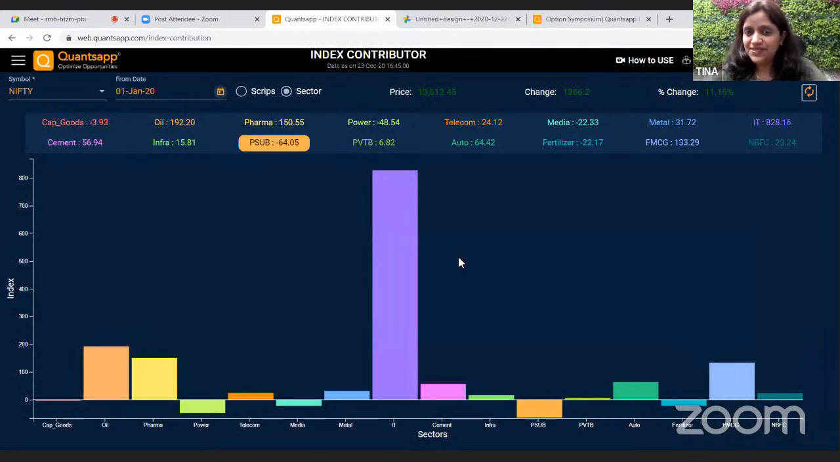Nifty is up 11%, IT is the leader. More than 50% contributed by IT. Then the rest are FMCG, oil and pharma, which are nearly equal at around 200 points. The draggers have been the PSU banks. So 64 points we were down because of the PSU, and fertilizer 22.